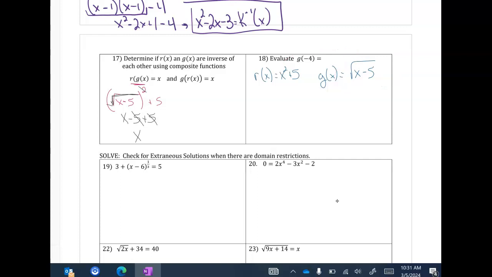So on the next one, what we're going to do is take R and put it into G. So I'll still have my big square root, but instead of x, I'll have x squared plus 5, and then I'll still have the minus 5. And what I'll do is just come in here and clean up first. So these 5's will cancel out, and then I'll just have the square root of x squared, which those cancel out, the square root and the squared, so I just get x. So yes, these are inverses.